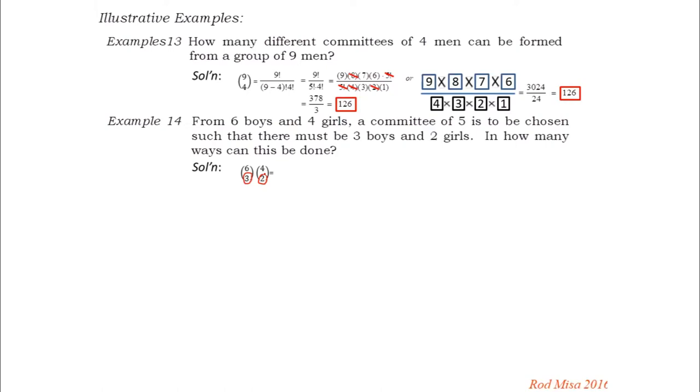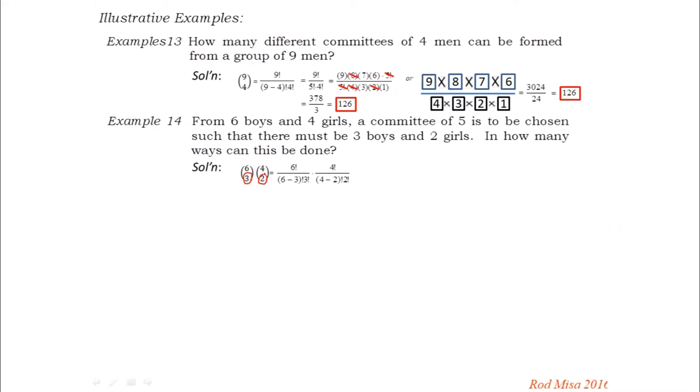And applying the formula for combination, the combination of 6 taken 3 at a time is equal to 6 factorial divided by 6 minus 3 quantity factorial times 3 factorial. And this will be multiplied by the combination of 4 taken 2 at a time.